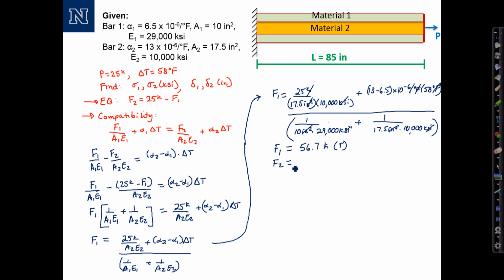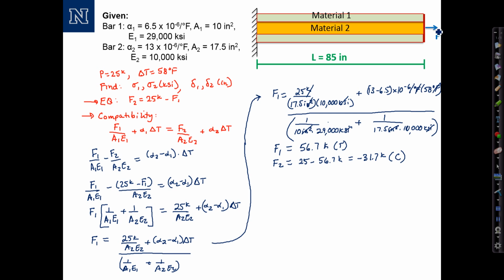F2 equals 25 minus F1, 56.7 kips, and that's going to give me a negative 31.7 kips, which indicates that bar 2 is in compression. Okay, does that make sense?